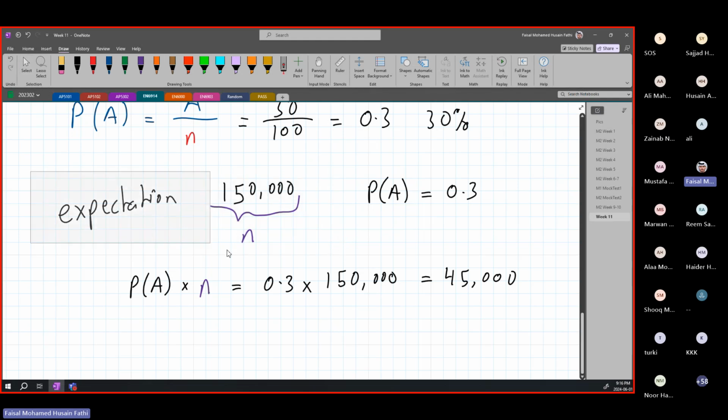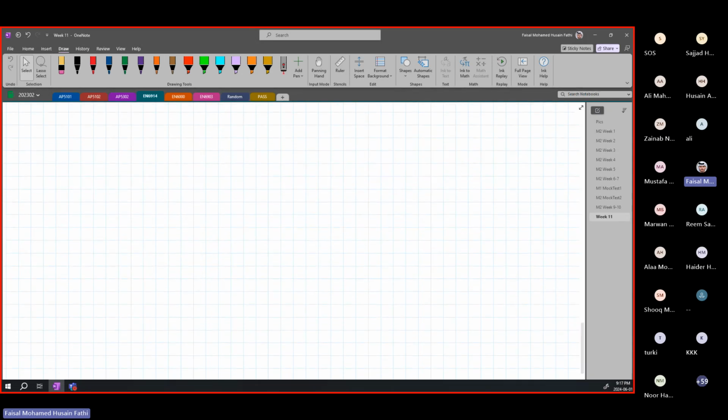Okay, so expectation is just in other words the average occurrence of an event, how often it will occur. Okay. Now, when we're talking about events, when we're talking about probability and we're talking about events, there is something called dependency, which is whether or not an event is dependent on another one. Let's look at a simple example over here.